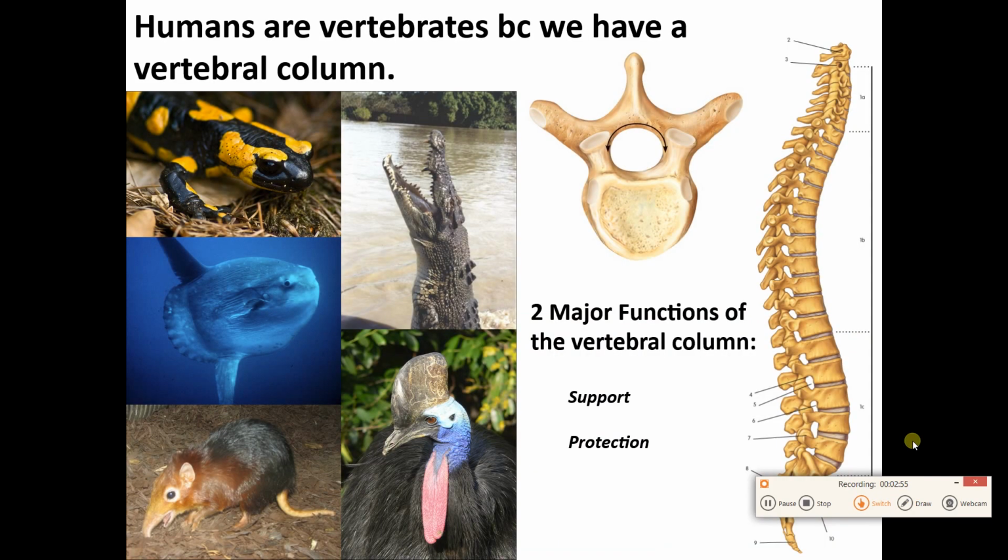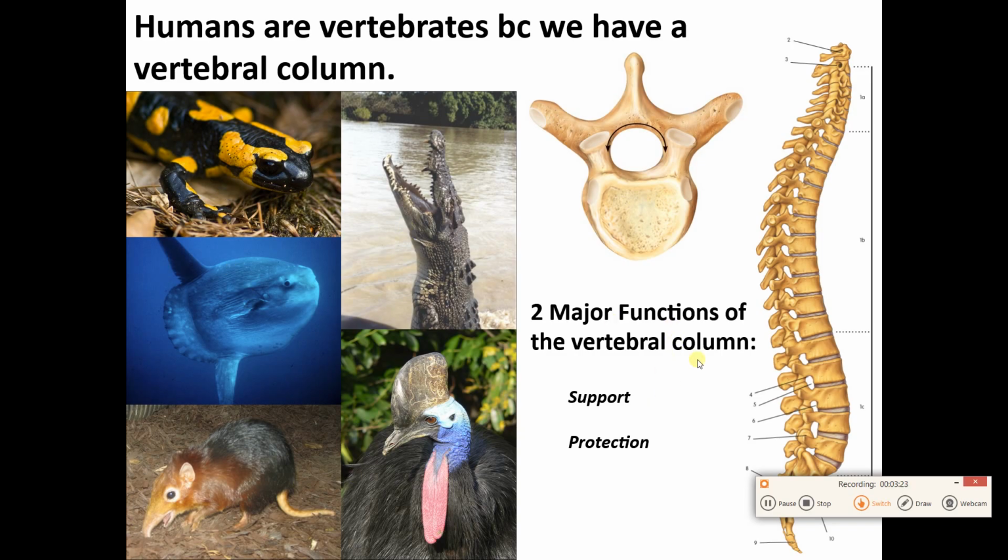Okay, so not only are we animals, we're also vertebrates. And we're vertebrates because we have a vertebral column, which we see pictured over here. This is an adult vertebral column. It's got 26 lovely bones in it. Not all vertebrates are going to have the same number of vertebrae, and there'll be structural differences, but all vertebrates have a vertebral column.